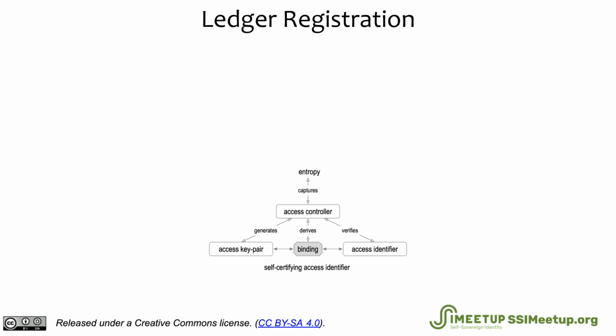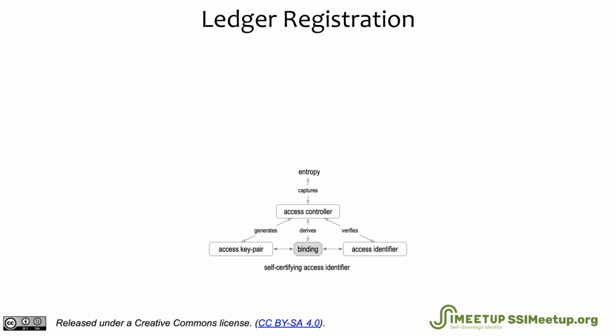So a lot of people are familiar with ledger registration, and I want to spend a little bit of time to contrast self-certifying identifiers with ledger-registered identifiers. And a ledger, in this case, I'm referring to a blockchain like Ethereum or Bitcoin or Sovrin or some other totally ordered distributed consensus ledger.